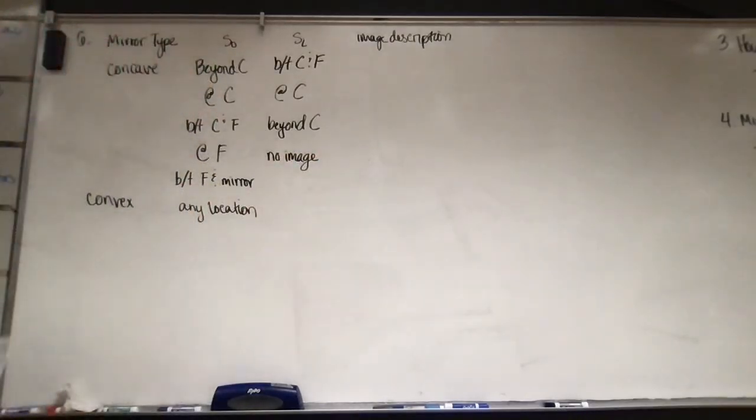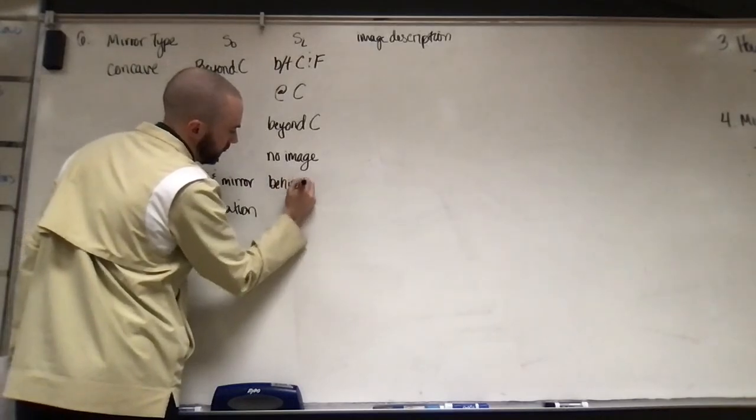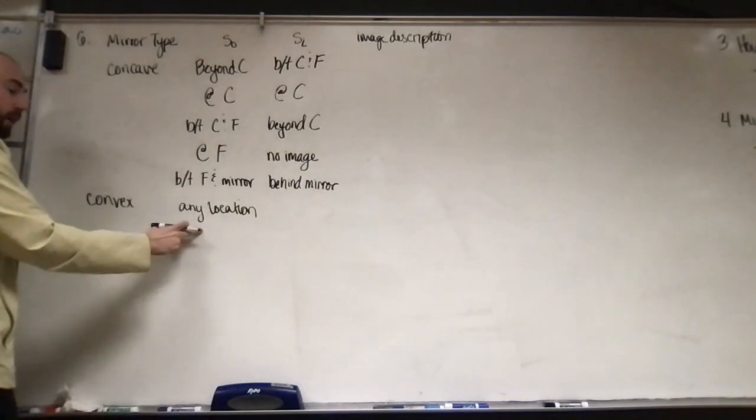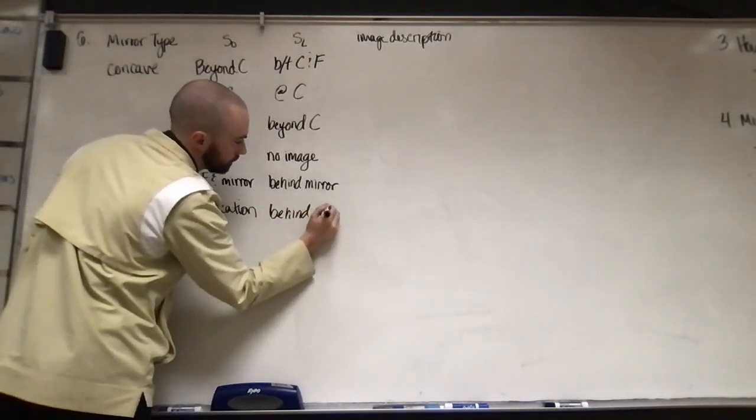Finally, if you're between the focal point and the mirror, what you end up with is an image that is behind the mirror. And that's true of any location with a convex mirror. All the time, you'll end up with them behind the mirror.